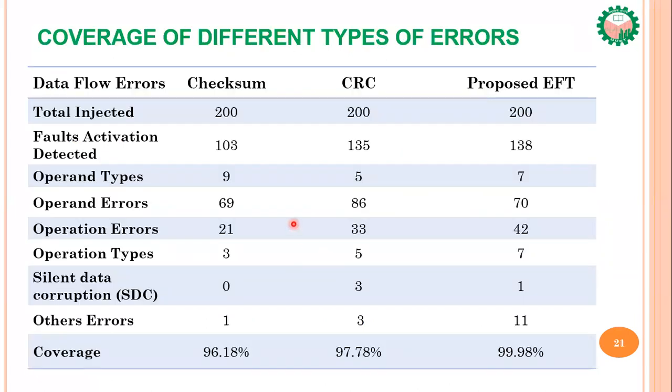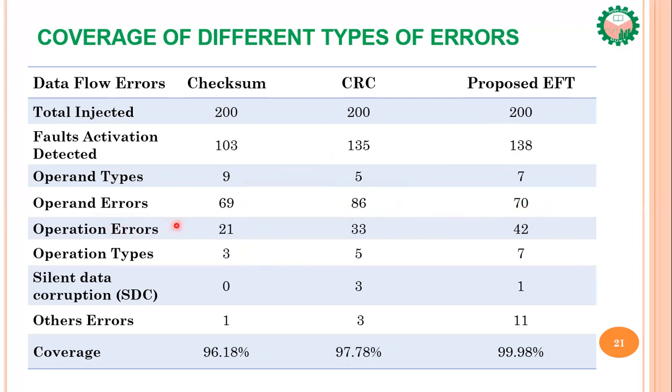This is the coverage of different types of error coverage. Data flow errors here. Total injected faults are 200, and the total activated faults of CHECKSUM are 103, CRC is 135, and proposed EFT 138. The operand types error of CHECKSUM is activated 9, CRC is 5, and proposed EFT is 7. The operand error of CHECKSUM is 69, CRC is 86, and EFT is 70.